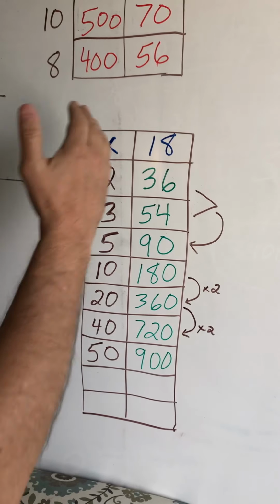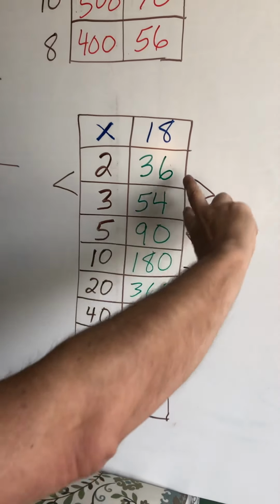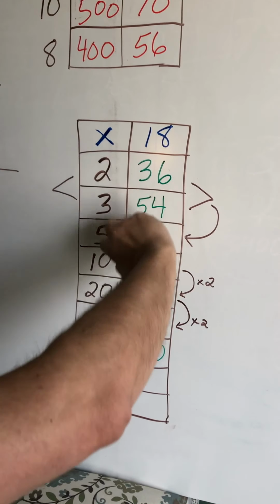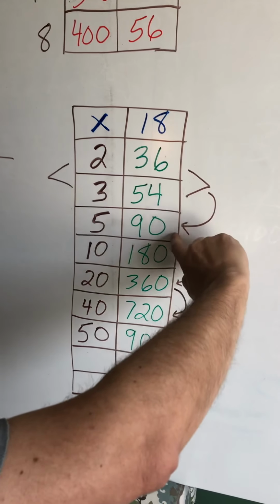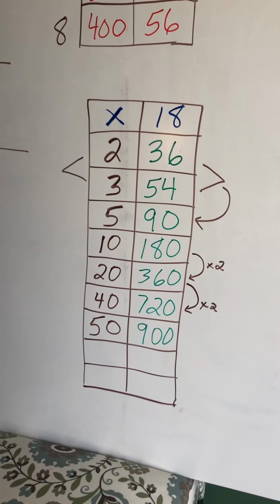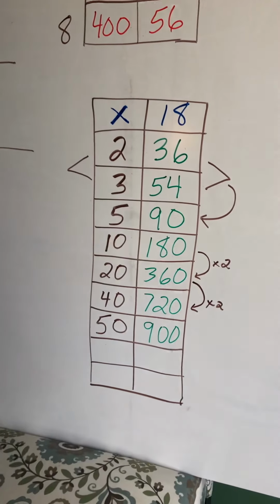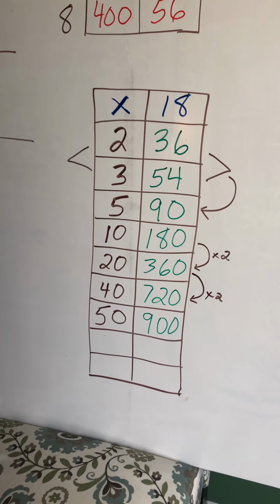So what I did was I just started putting up numbers that I knew. I know 2 plus 3 is 5, and if I do 36 plus 54, that'll give me 5 times 18, which is 90. Then all of you out there know that 10 times 18 is 180, okay?